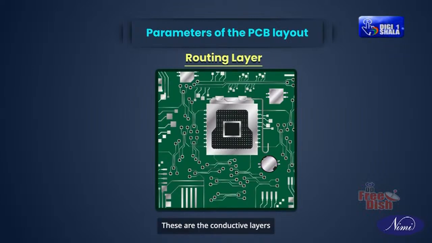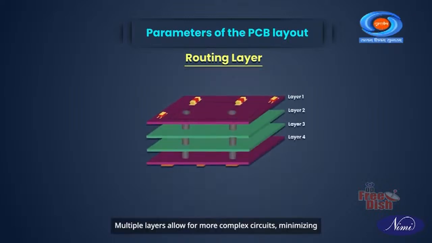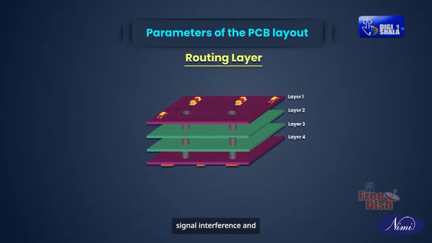Routing layer. These are conductive layers used to route the traces between components. Multiple layers allow for more complex circuits, minimizing signal interference and providing better routing flexibility.